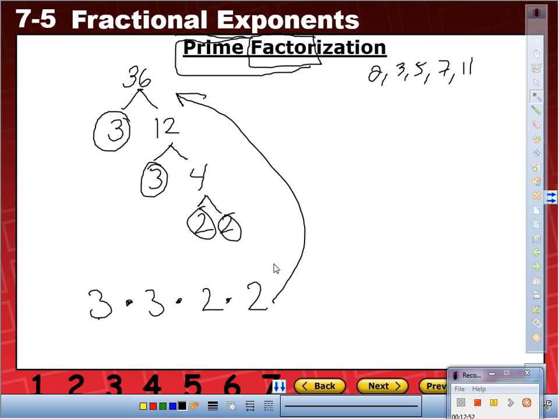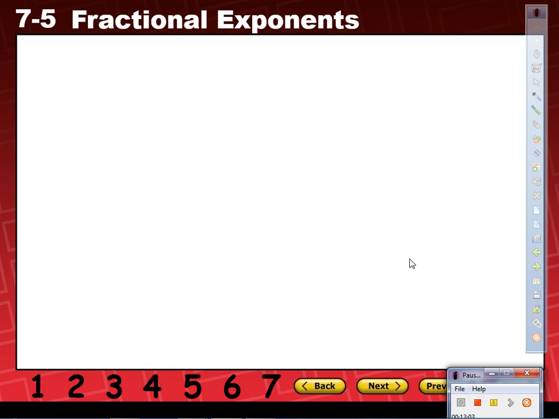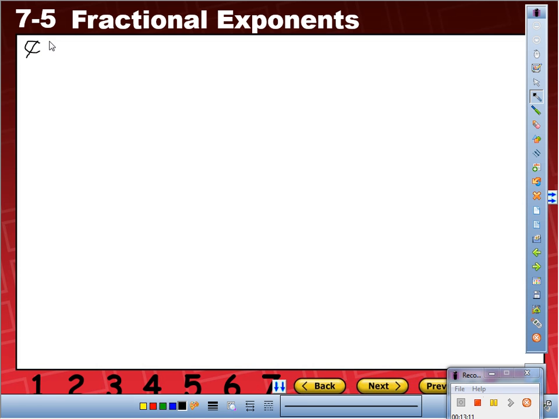Okay, copy that, please. The back side of your paper, here we go. I want you to write Example Q.